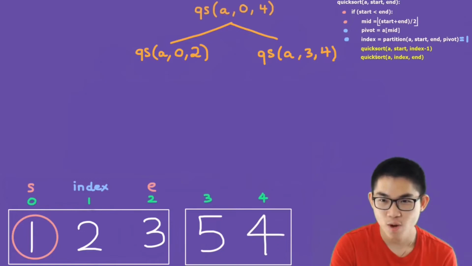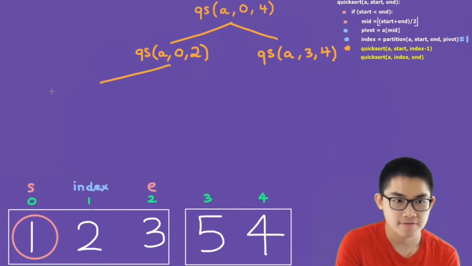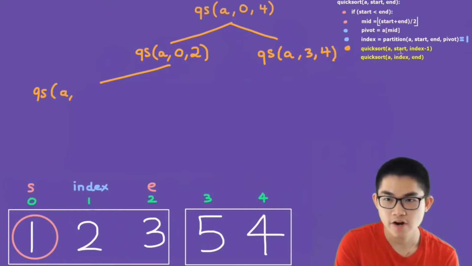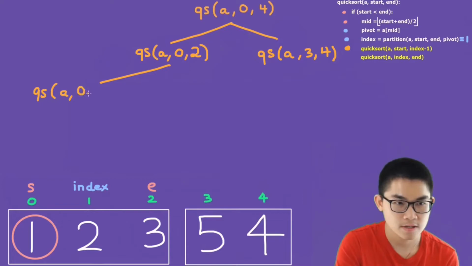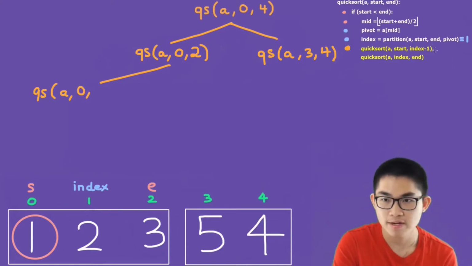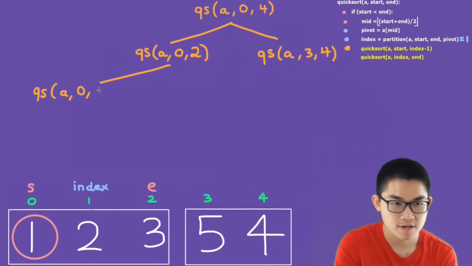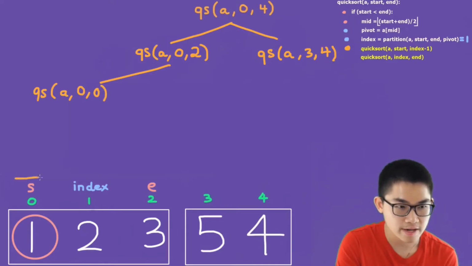And then we have the quicksort here. So this quicksort, this step right here, we have quicksort. And then we have the array. We have the start, which is 0. And then we have index minus 1. So from here, we know that the index is 1, which is here. The index is 1. So 1 minus 1 is 0. So this quicksort will take care of this part right here.